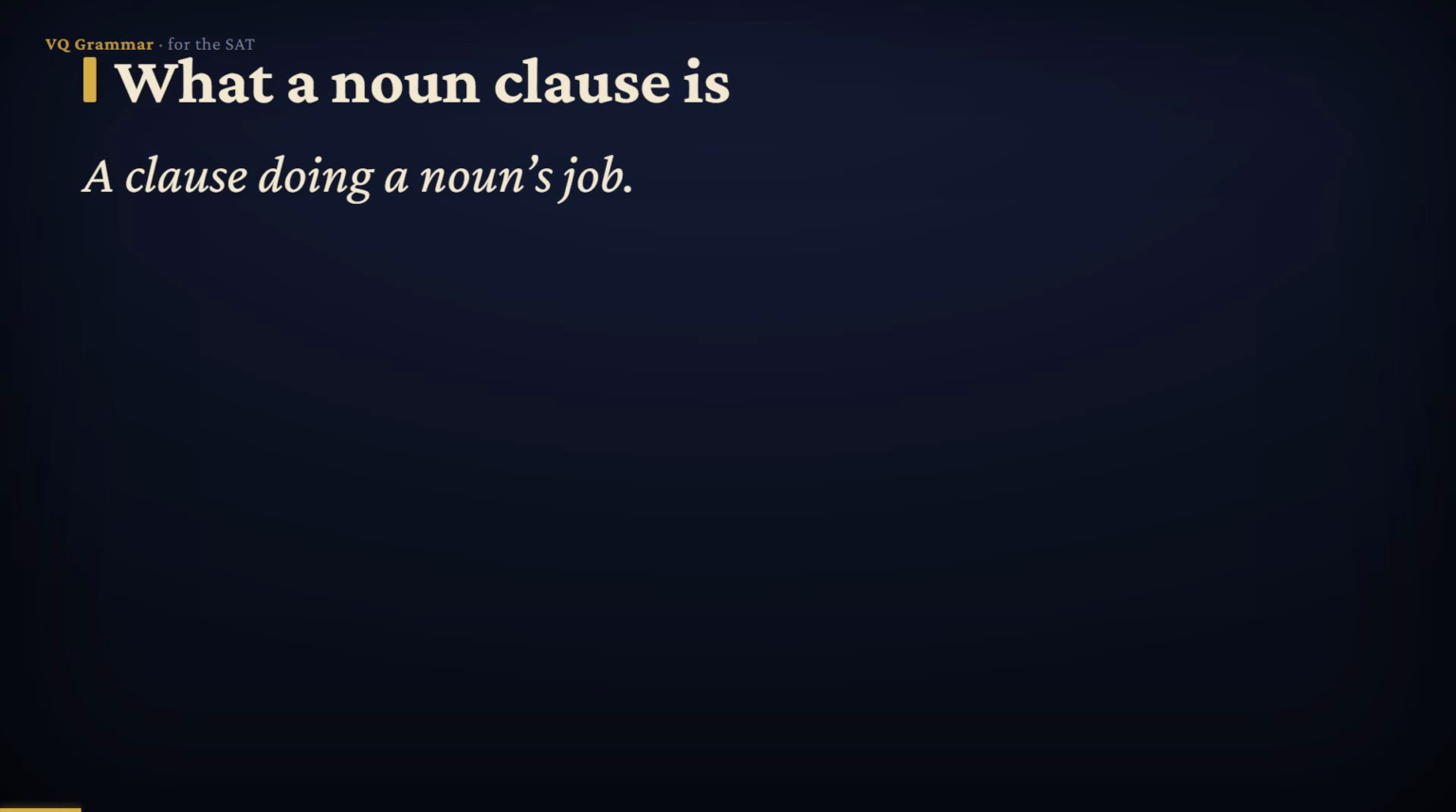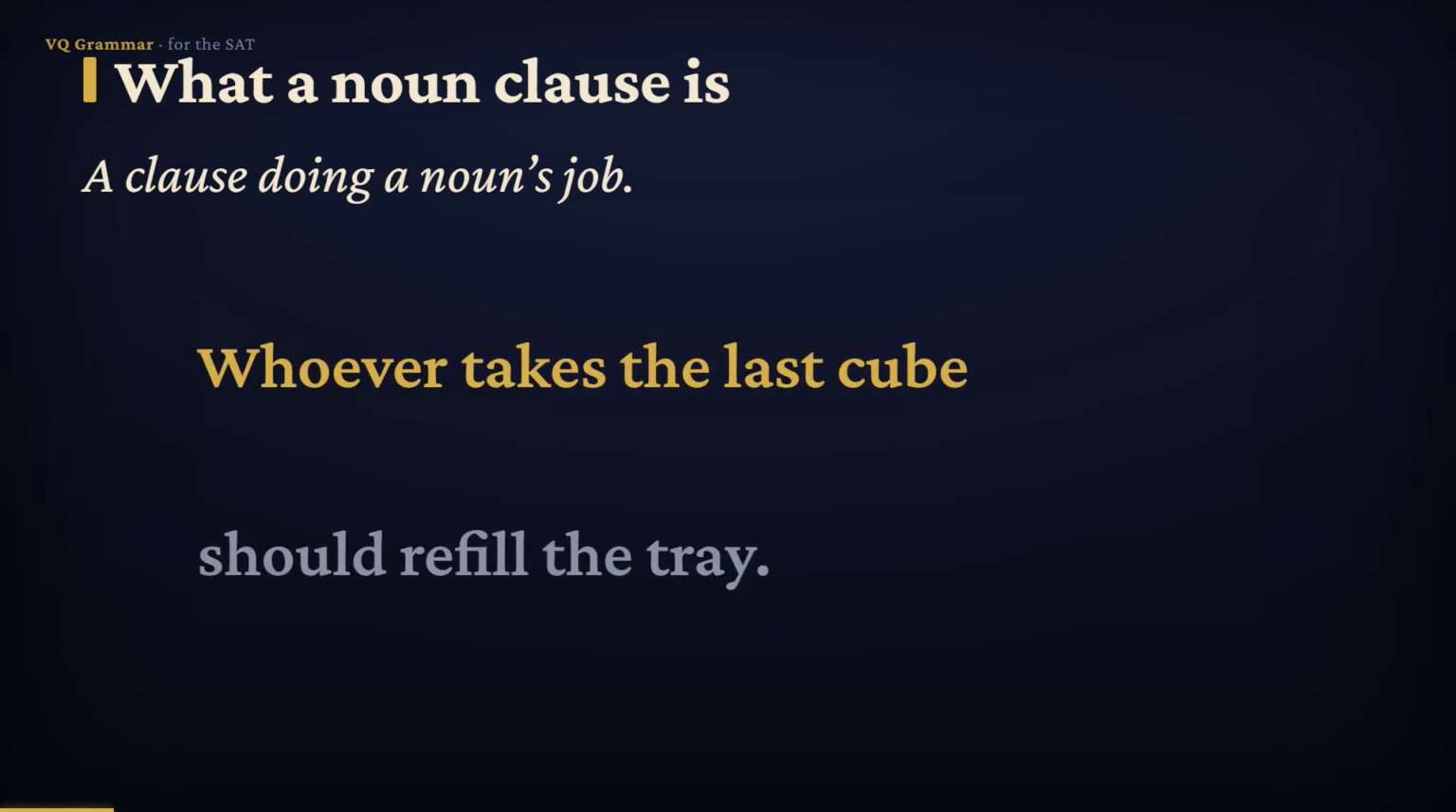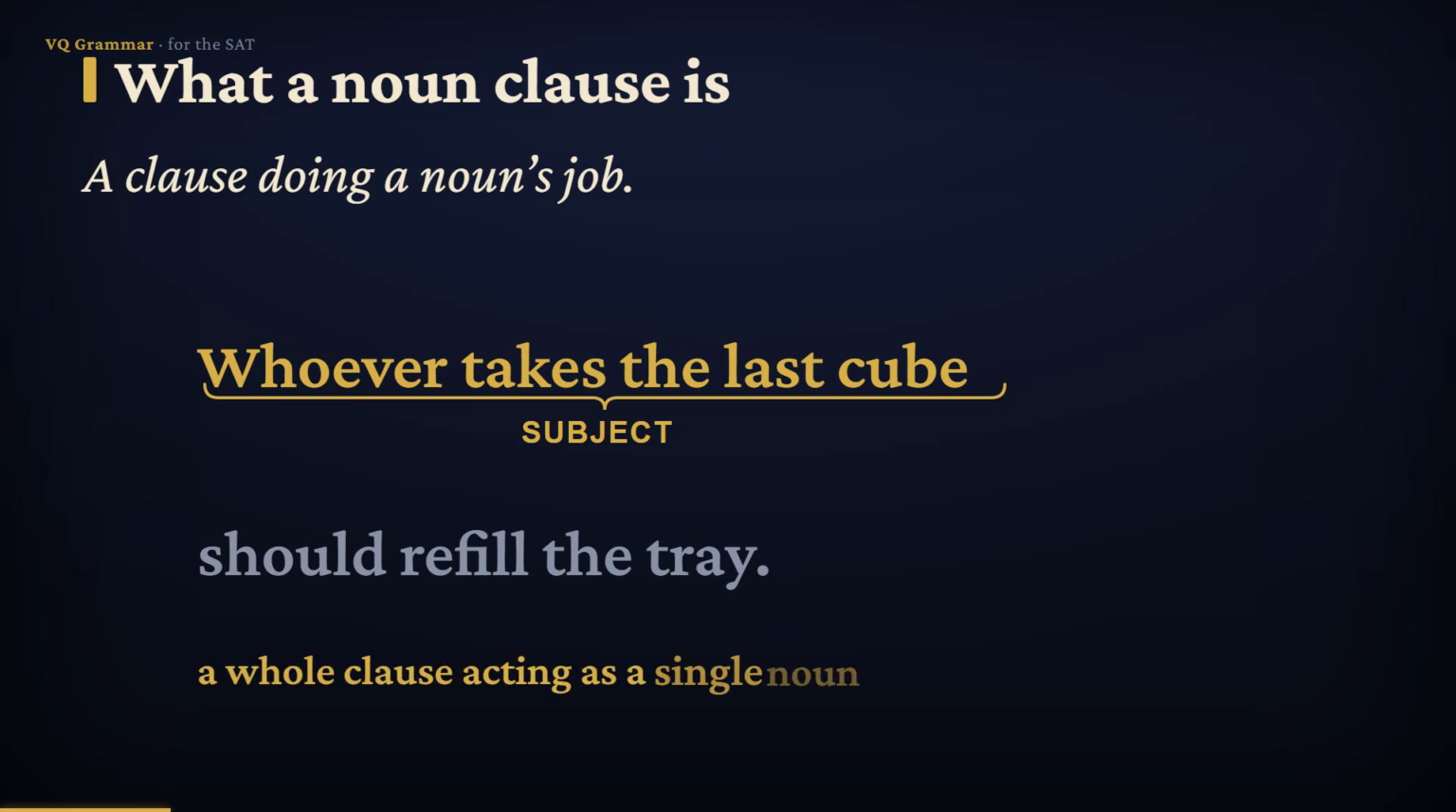The last kind acts as a noun. A noun clause is a subordinate clause that does the job of a noun. Whoever takes the last cube should refill the tray. The clause, whoever takes the last cube, is the subject of the sentence. Who should refill the tray? Whoever takes the last cube. So a noun clause is a whole clause acting as a single noun.